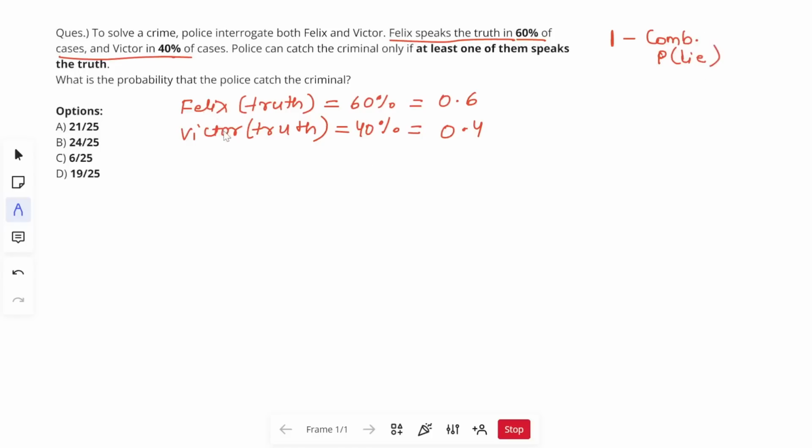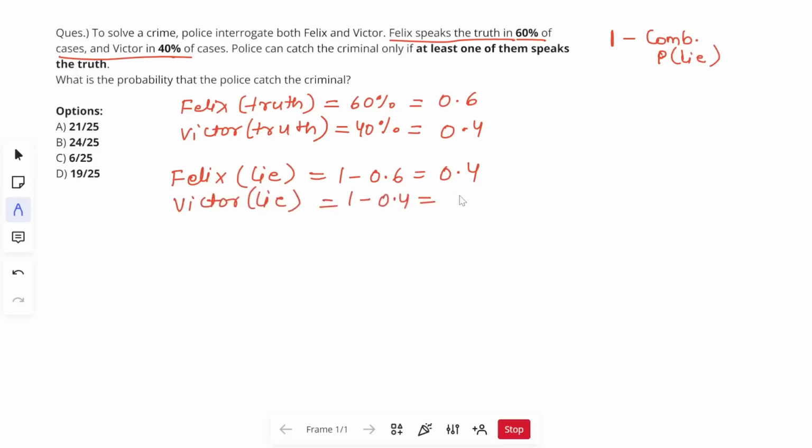So till now we have found out the probability of truth for Felix and Victor. Now we will find out the probability of lie. So Felix lie probability is how much? If 0.6 is for truth, the remaining will be lie, which is 1 minus 0.6, it is going to give us 0.4. In the same way, for Victor, the lie probability is 1 minus 0.4. This is going to give us 0.6. So we have got the lie probability.